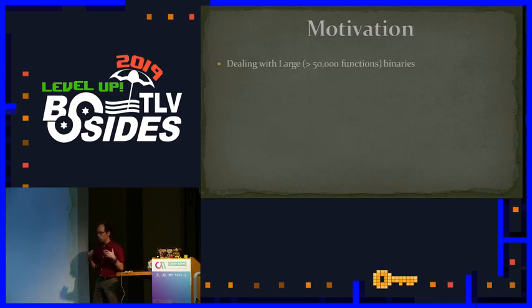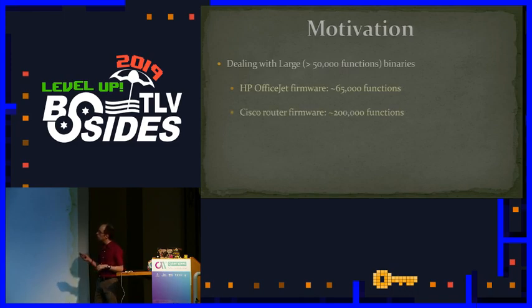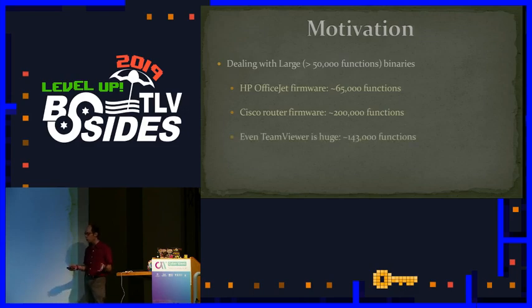The problem with current tools is that usually the firmware is huge. We have a specific firmware we used in a previous research project, which has roughly 65,000 functions. In Cisco routers, you have hundreds of thousands of functions. And even on TeamViewer, which is a simple process on your Windows computer, you have roughly 150,000 functions. Binaries are pretty large, and we need to cope with that and find our functions inside these large binaries.